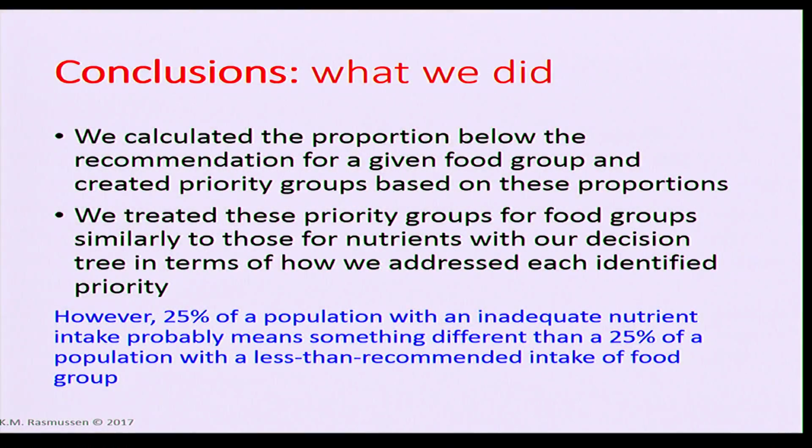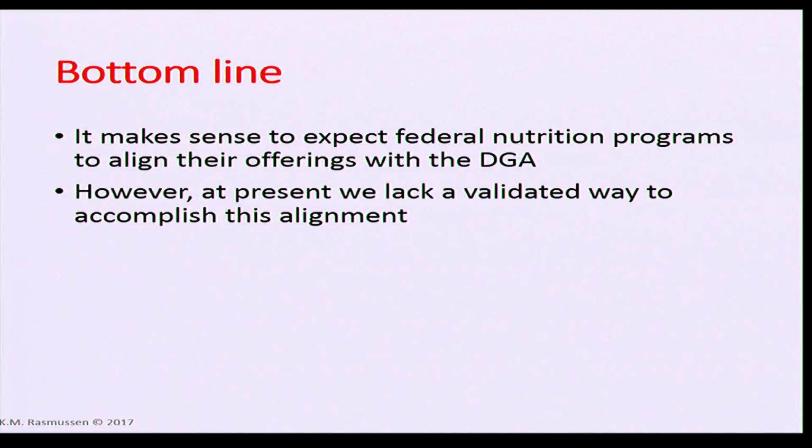So I can tell you that what we can say from this is we're pretty clear that a population with 25% with an inadequate nutrient intake probably means something different than having 25% of the population consuming less than the recommended intake of a food group. Which leads me to my bottom line, that it makes sense to expect federal nutrition programs to align their offerings with the dietary guidelines. They are, after all, recommendations for food consumption by the population, and we would like our food programs to be working together with that.